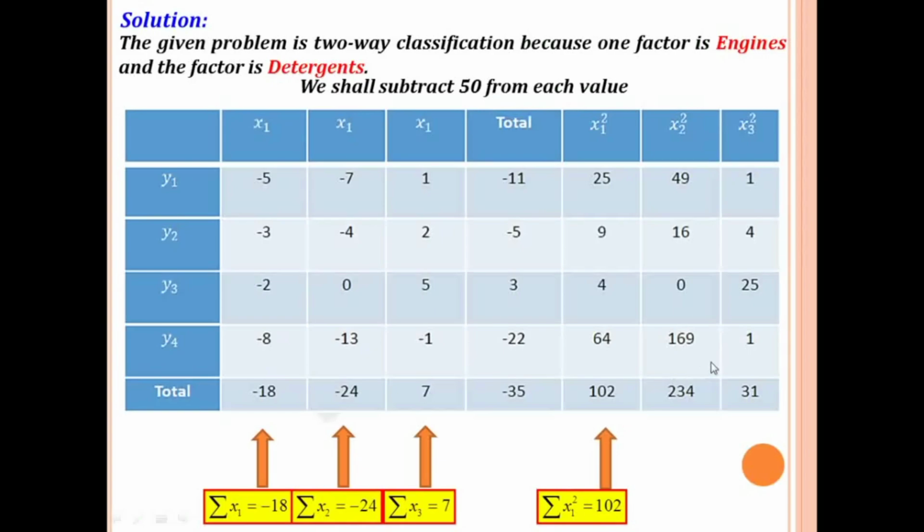Similarly, we get these 4 values. After that, adding these 4 values, you get sum of x2 square equal to 234, and sum of x3 square equal to 31. Okay, once you complete the table values, then we go step by step. What is step number one?